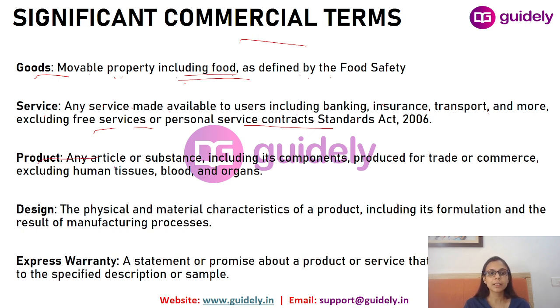Product. What is a product? Any article or substance including its components produced for trade or commerce, and it should not include human tissue, blood and organs.